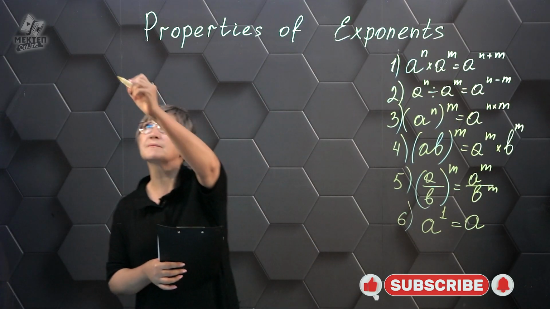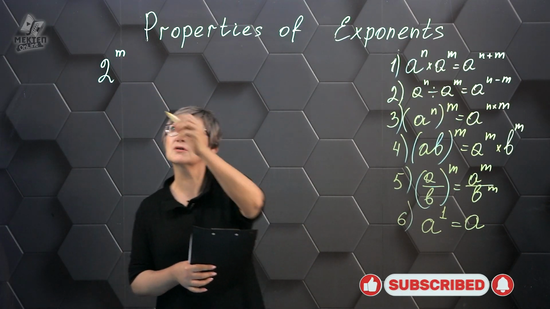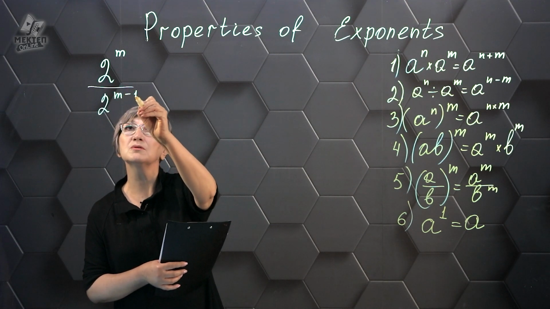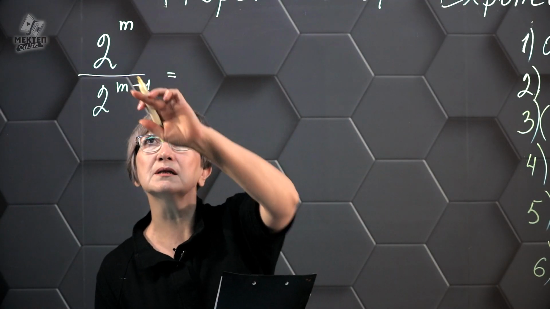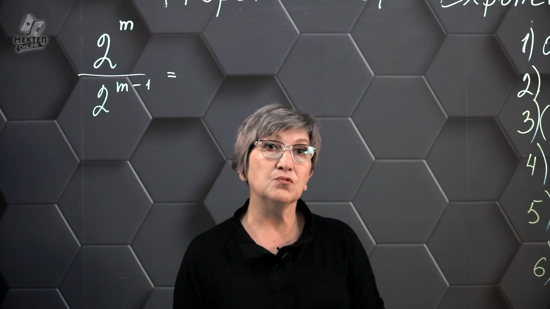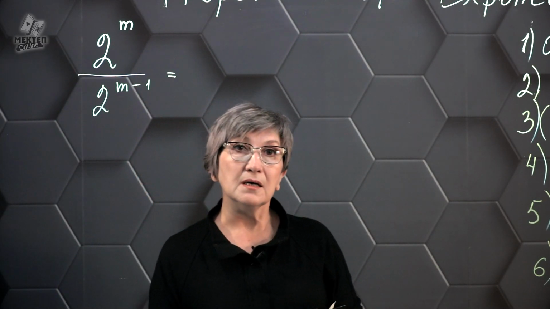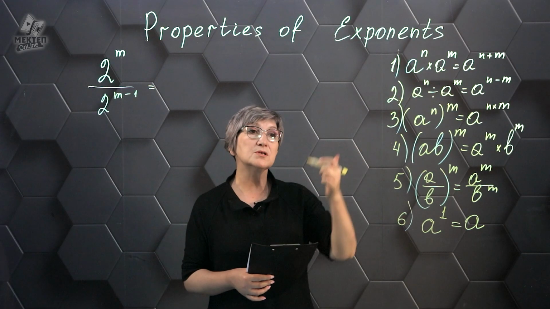For example, if we need to find the value of the following expression, 2 to the power of m divided by 2 to the power of m minus 1. Notice that the exponent is written down as a literal expression, but if the base of these expressions is the same number, then we can use our properties.